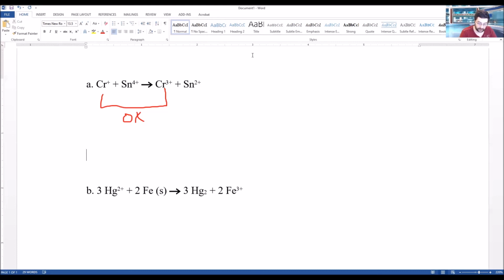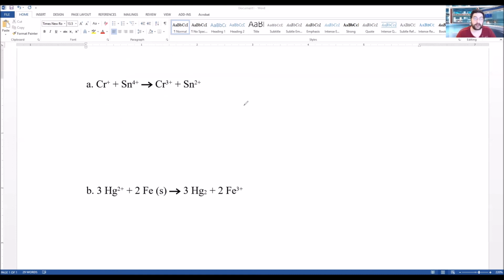we can understand why. So we went from a +4 to a +2. That means we got less positive. In order to get less positive, you have to gain some negatives, and electrons are negative. So we gain electrons, and that means reduced, the GER part of our mnemonic device. So the tin was reduced and the chromium was oxidized.